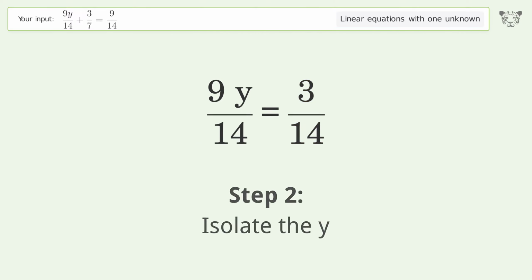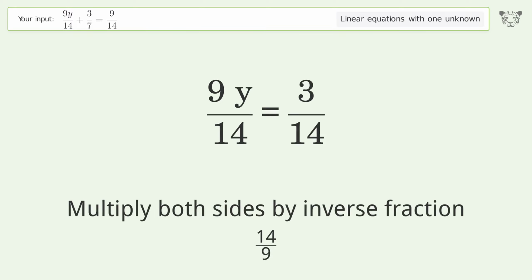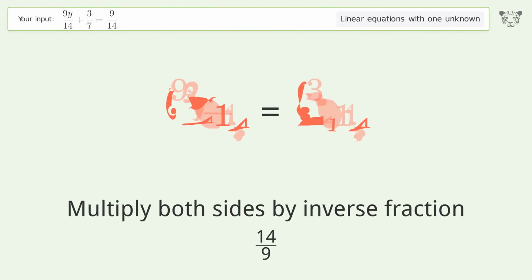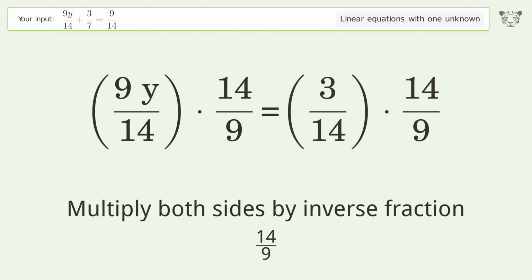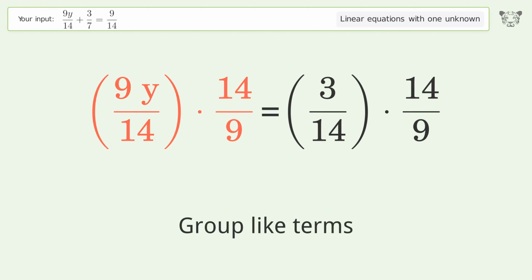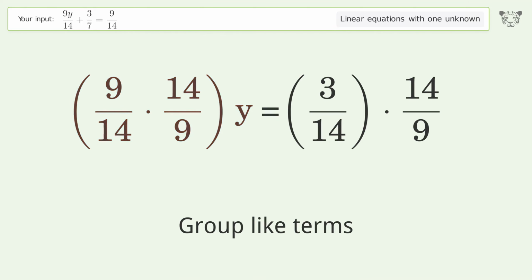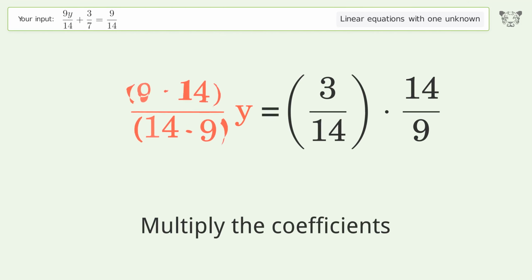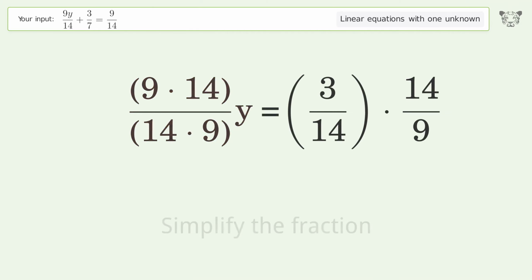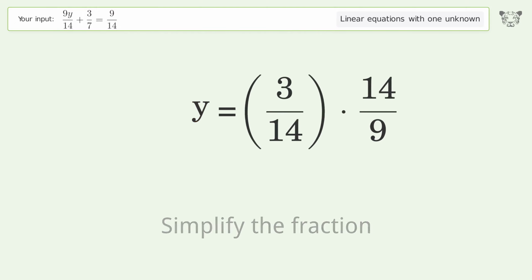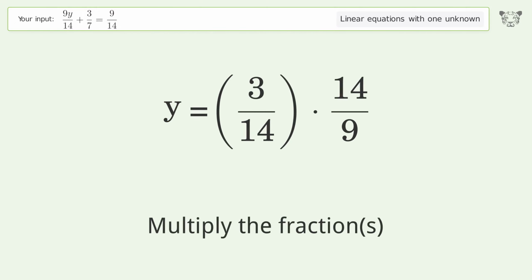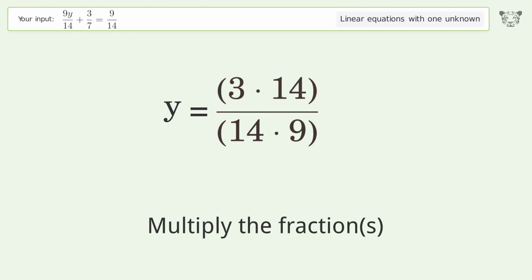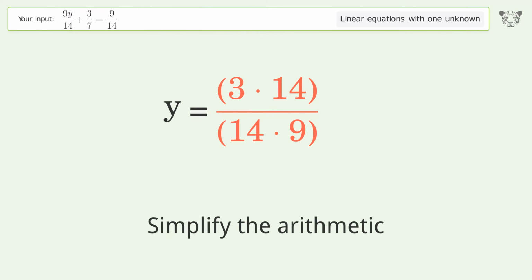Isolate the y. Multiply both sides by inverse fraction 14 over 9. Group like terms. Multiply the coefficients. Simplify the fraction. Multiply the fractions. Simplify the arithmetic.